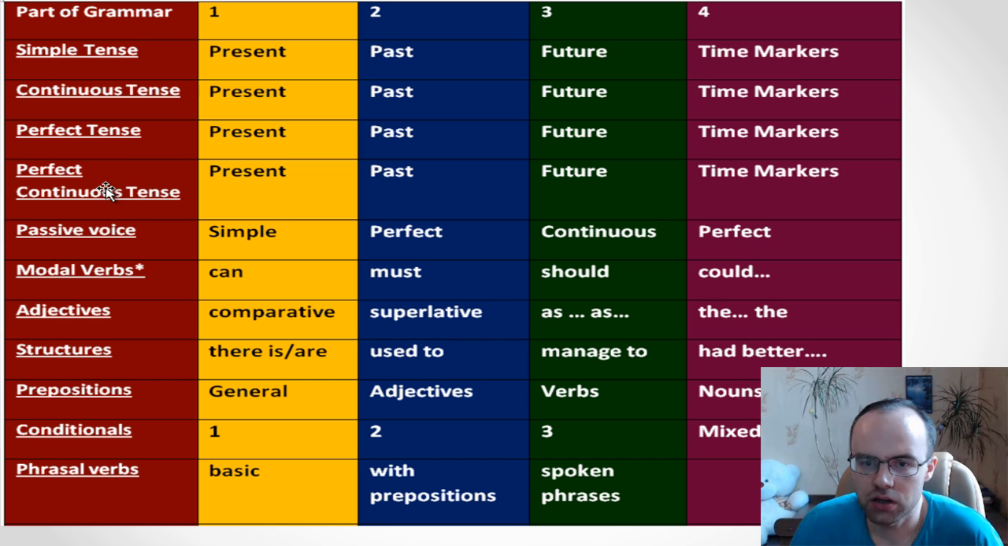The last group of tenses is called perfect continuous tense. Present perfect continuous, past perfect continuous, and future perfect continuous. And there are some time markers. It's usually about duration, a long action, so we often see it with for. For example, I've been learning English for 3 years and so on. Okay, maybe you think it's difficult.